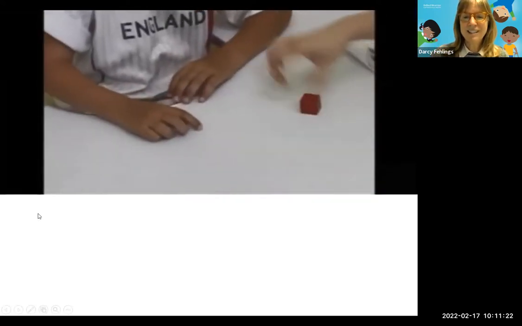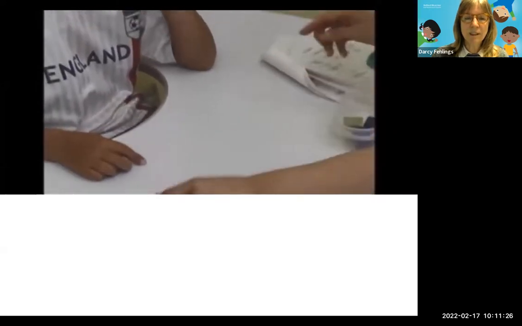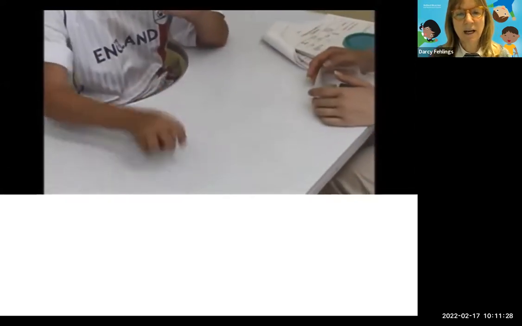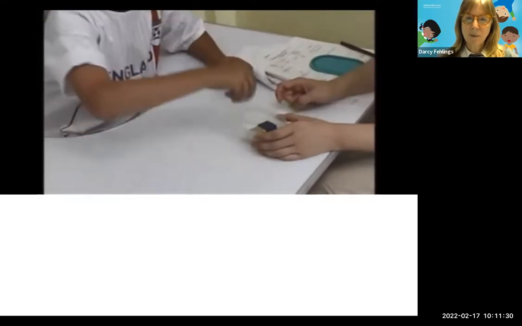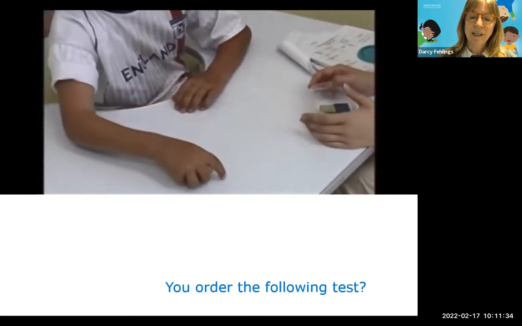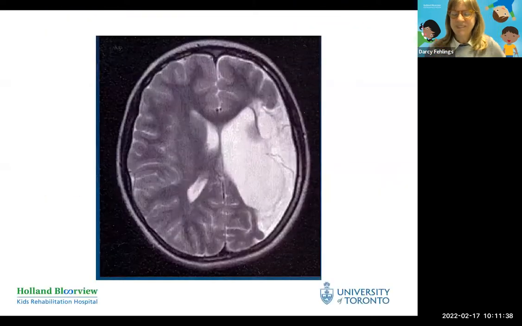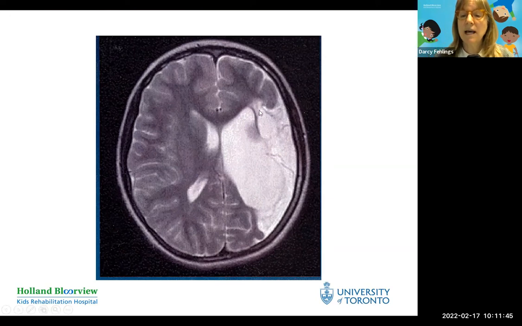So let's look at a video. This is a slightly older child, but there's the beautiful pincer grasp and release. And then on the other side, you see palmar grasp. So you see clear asymmetry. So you order the following test. You get an MRI, and you see that this particular child has had a large MCA infarction.